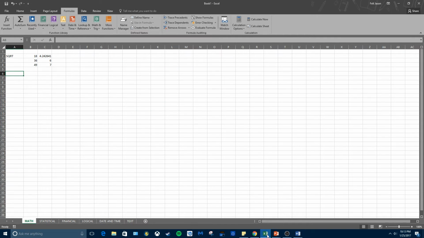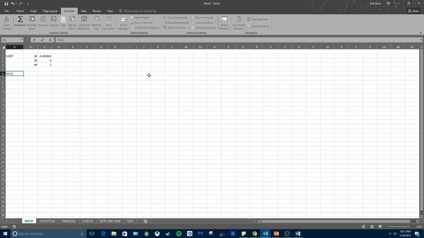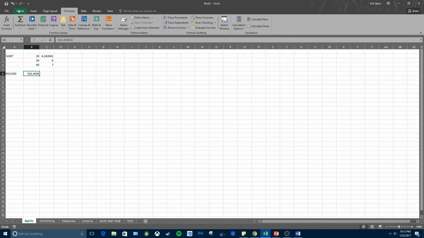All right, moving on. Now we've got ROUND. This is where we're going to round a number based off a specific amount of digits. This is actually really easy. So we're going to do ROUND, and we're going to change this number to 543 decimal 45983. And it automatically rounded for me. I didn't want it to do that. We can change that.